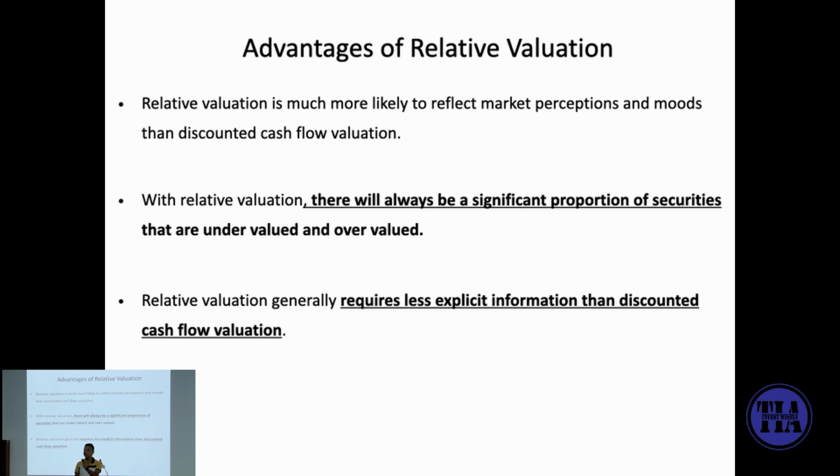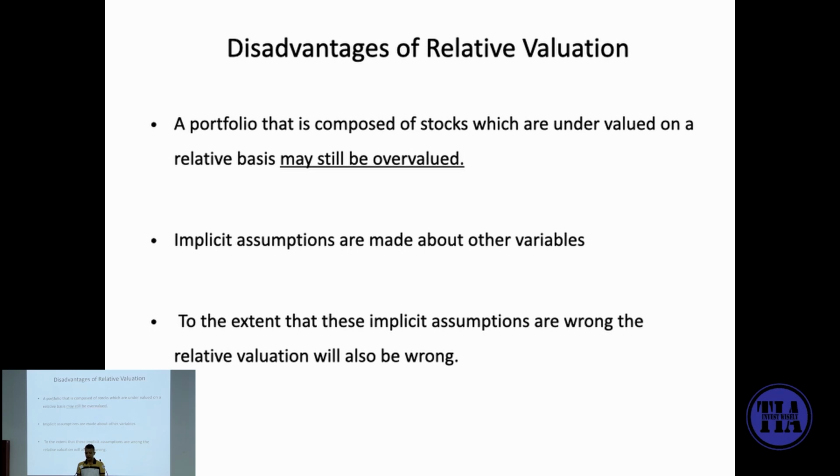And you don't have to make explicit assumptions. The best part of relative valuation is you don't have to find a terminal growth rate. From the PE itself, we can find out what terminal growth rate is implied, but you don't have to do the hard work of finding terminal growth, which is also very, very difficult in nature. But the disadvantage is there. A portfolio composed of stocks which are undervalued, but relatively it could be fully overvalued. It means you still can buy an undervalued stock within an overvalued market.